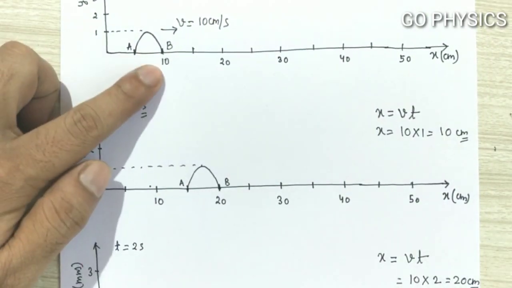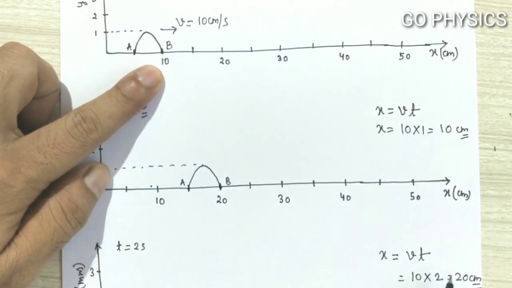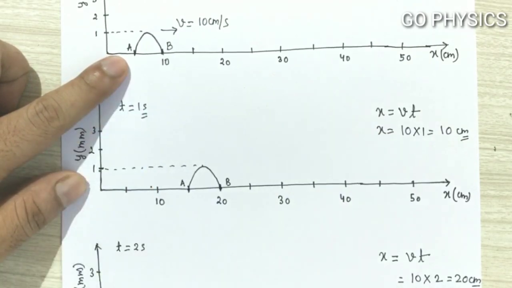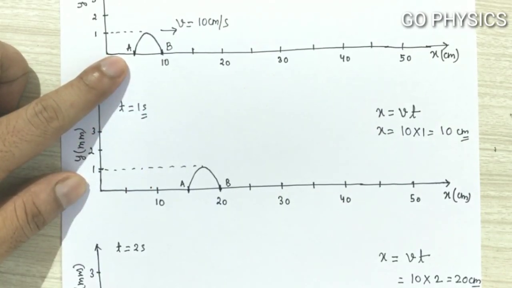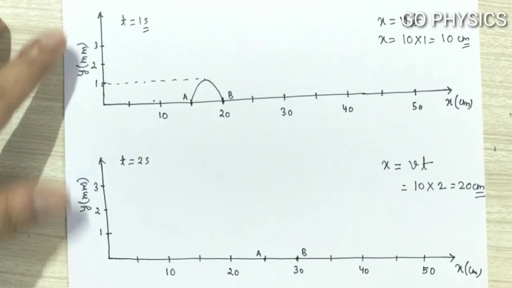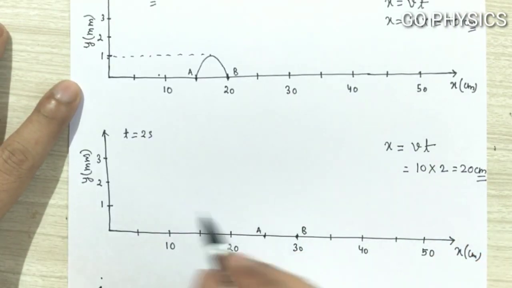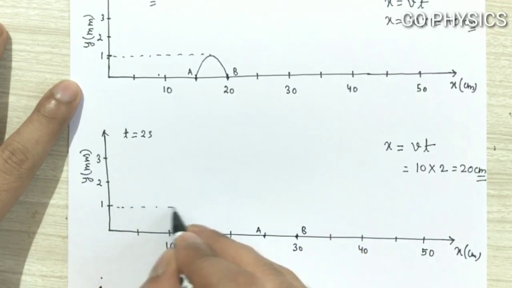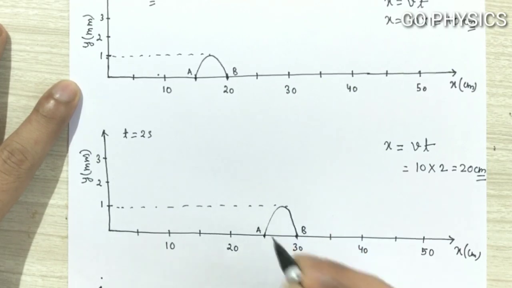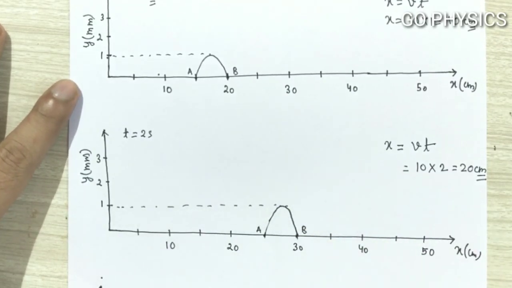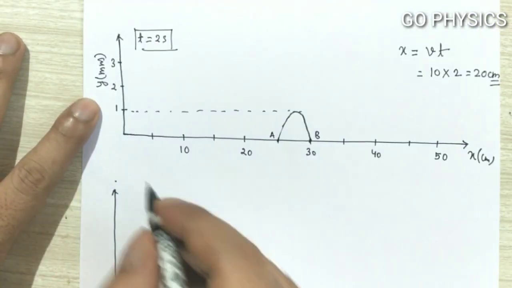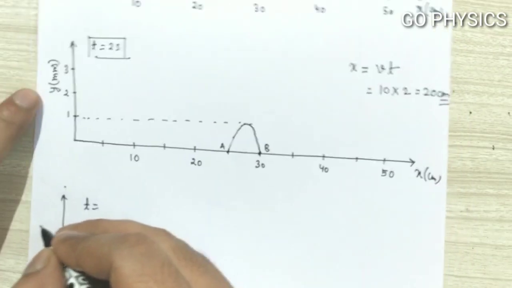So the new position of B will be 10 plus 20, that is 30. And the new position of A will be 5 plus 20, that is 25. And again, since the shape of the wave pulse is not changing, this will be our wave pulse. And now we are going to draw the wave pulse at t equal to 3 seconds.